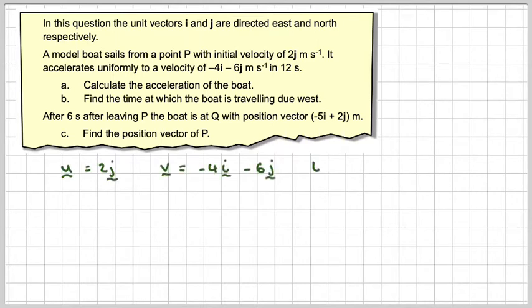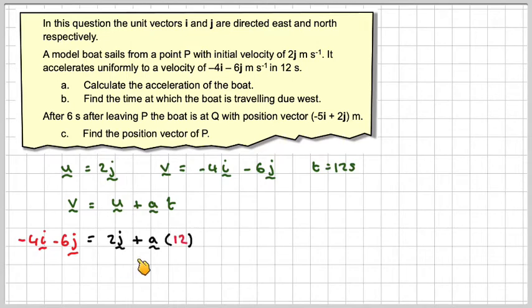So u is 2j, v is -4i minus 6j, and t is 12 seconds. So vector v, which is the final velocity, is equal to vector u plus at. Therefore, -4i minus 6j is equal to the initial velocity, which is 2j, plus the acceleration vector times 12.